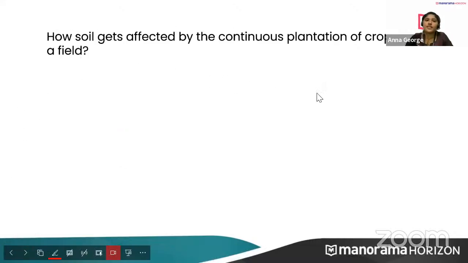Now, how is soil affected by the continuous plantation of crops in a field?